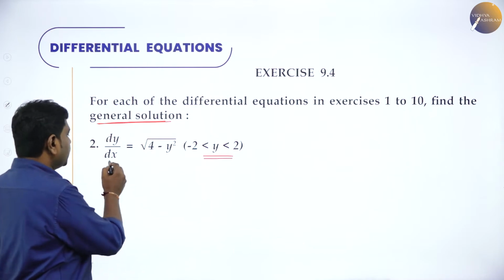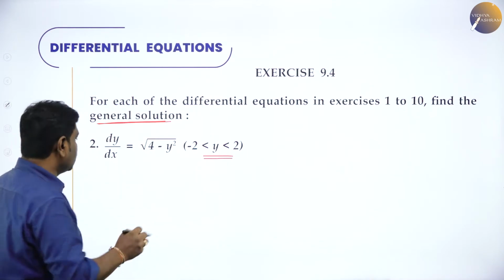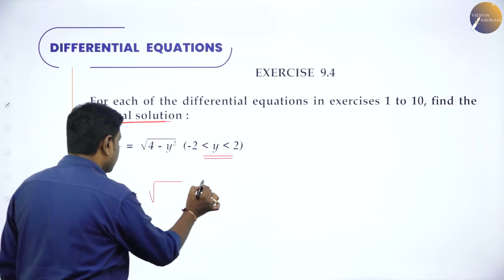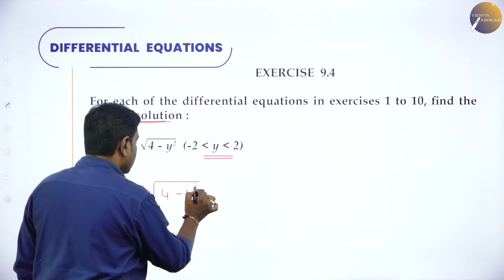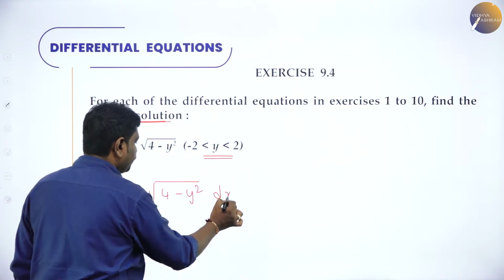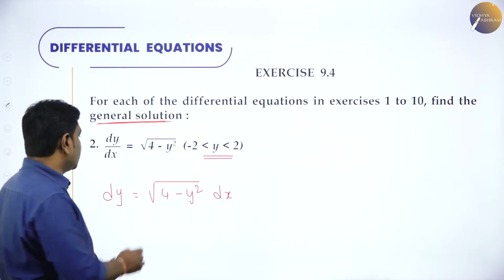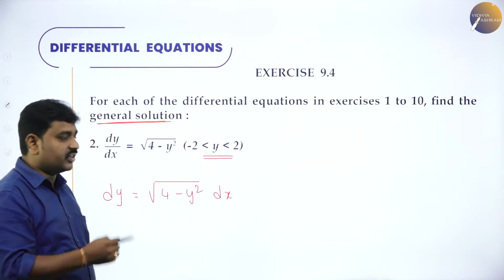Step 1, the d term should not be in the denominator. So can I write the given problem as dy is equal to root of 4 minus y square into dx, because the d term should not be in the denominator? I will transfer it to the numerator. I have achieved the first step.